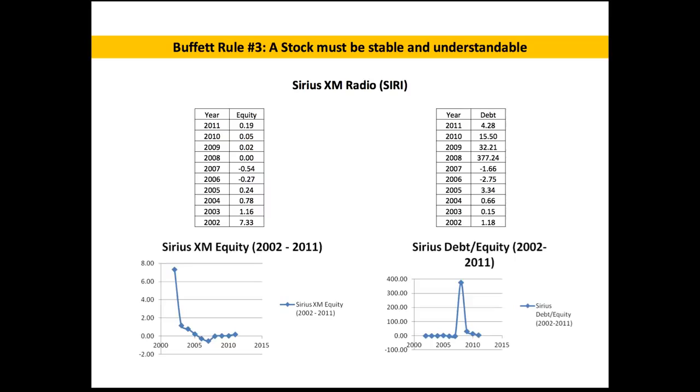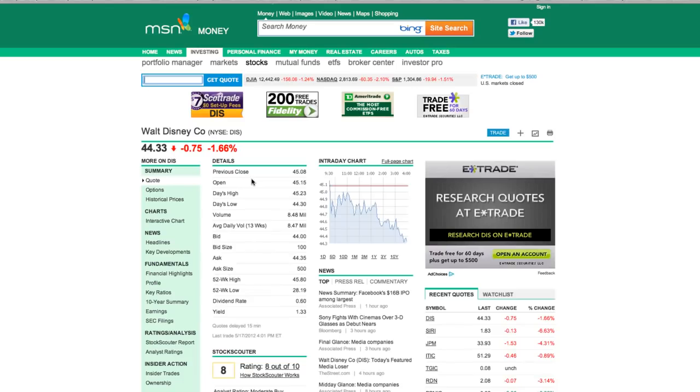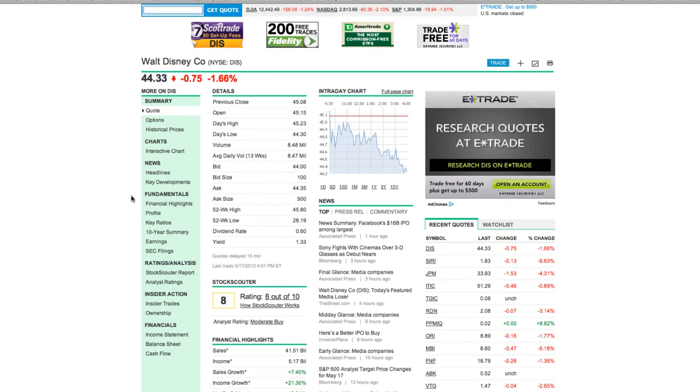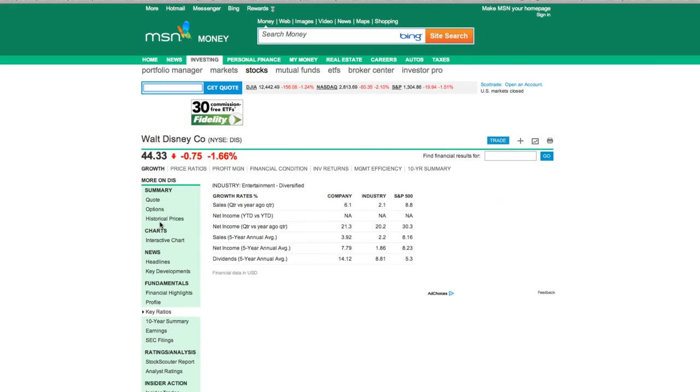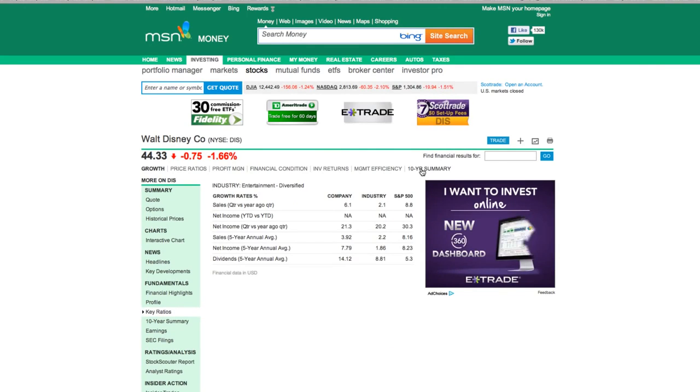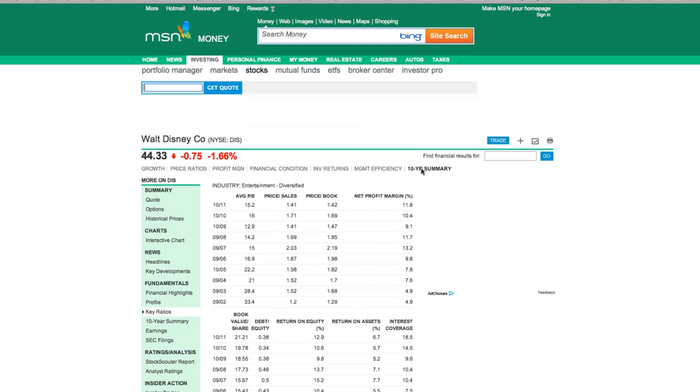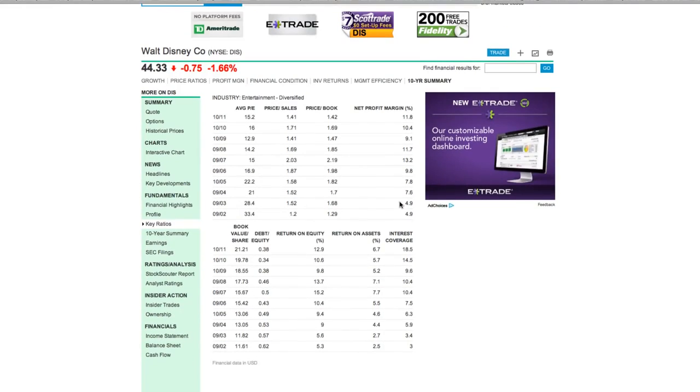So now let's take a look at the numbers for Disney. Let's go back to MSN Money and we'll pull up the Disney numbers, and then I'll show you the charts for that. Okay, so here we are for the Walt Disney Company, whose ticker is DIS. You just type that in here at the top and it'll take you to this page. Just like we did before, we're going to scroll down, come over to the Key Ratios tab, click that, then go up to the 10-year summary. Okay, and it takes us to this page.